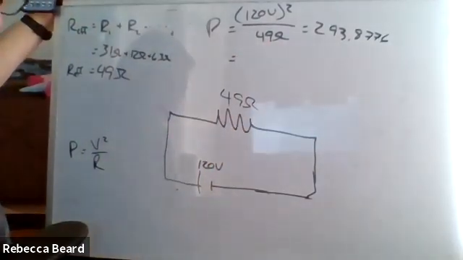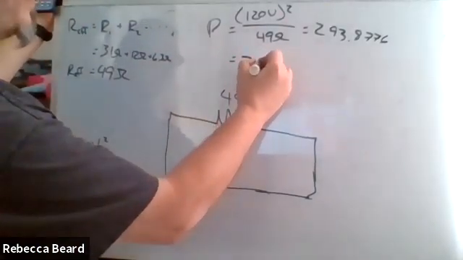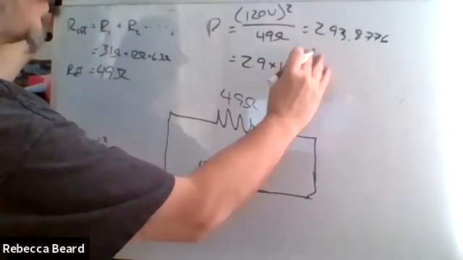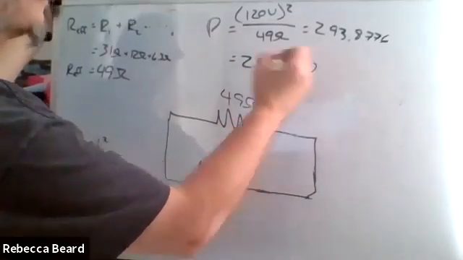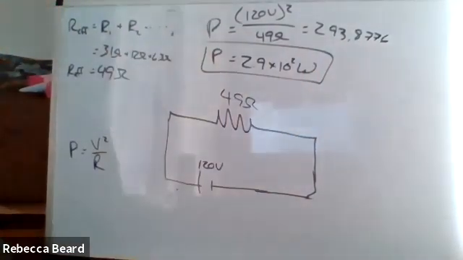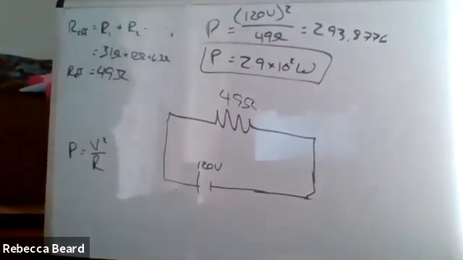I'm just anticipating how badly they're going to mess this one up. No, they do. Cool. So yes, 2.9 times 10 to the second power watts. So they actually got it right. 2 sig figs, 2.9 times 10 to the second.